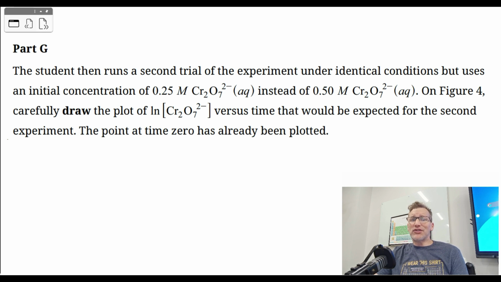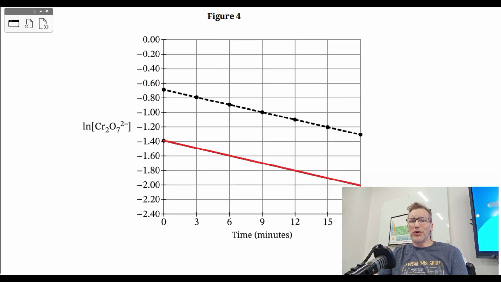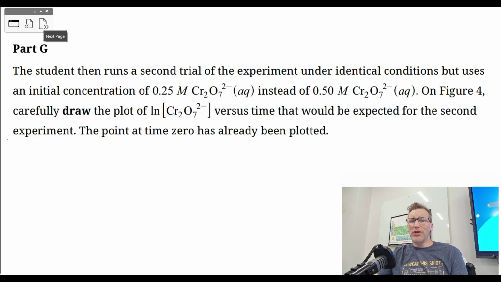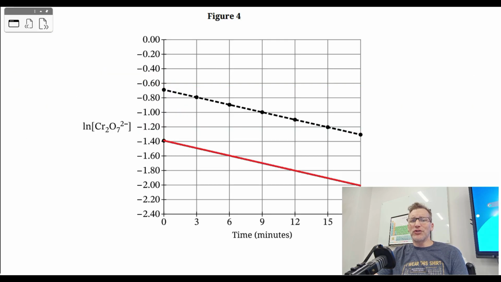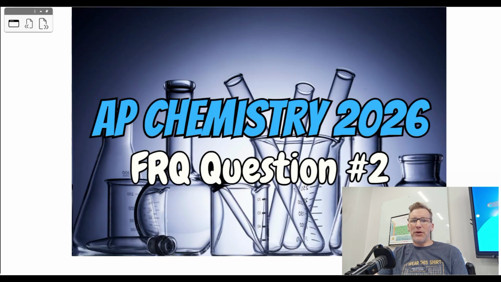Then it says a student runs a second trial under ideal conditions, but uses an initial concentration of 0.25 instead of 0.5. And we want to draw what the graph looks like. Well, the graph is going to start off, if you do natural log of 0.25, you start at -1.40 instead of the -0.7. It's going to have the same exact slope. They had us where we begin at. We're going to have the exact same slope, so you're going to go down by the same rate of change there. And that was the AP Chemistry 2026 free response question number 2.